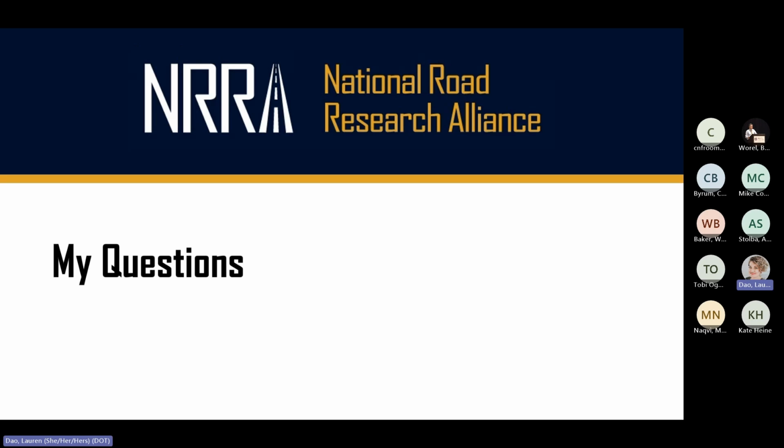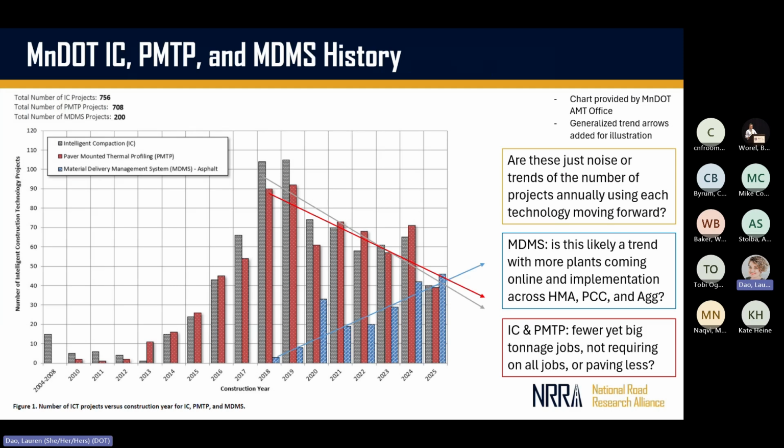So now I'm going to ask some questions back, and I say MnDOT in here, but it could be any DOT who's been doing these. This is a chart that Mike sent. The red is thermal, IC is the gray, and MDMS is the blue. I drew in these little lines as just general trends. I was curious if that is really the trend of where we're heading, or if it's just a blip in the data.